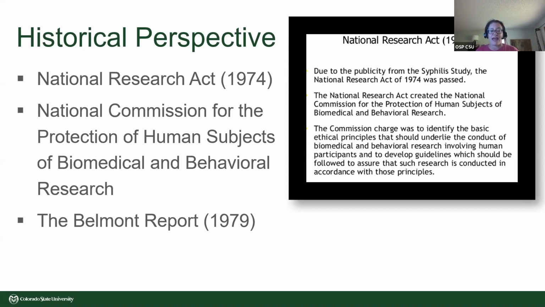What did that act do? It created the National Commission for the Protection of Human Subjects of Biomedical and Behavioral Research. That's the important thing to know. That act created that commission, and that commission was told to identify the basic ethical principles that should underlie the conduct of biomedical and behavioral research that involves human participants.